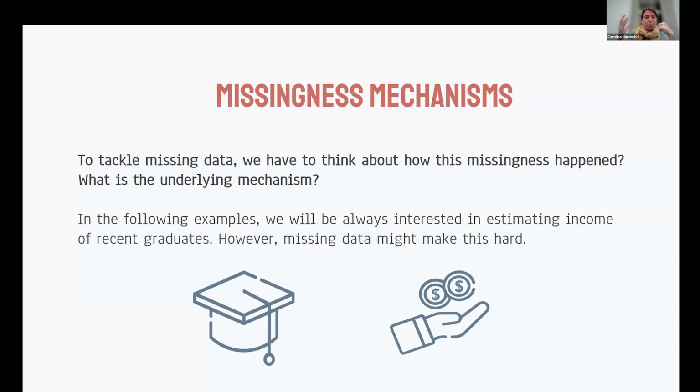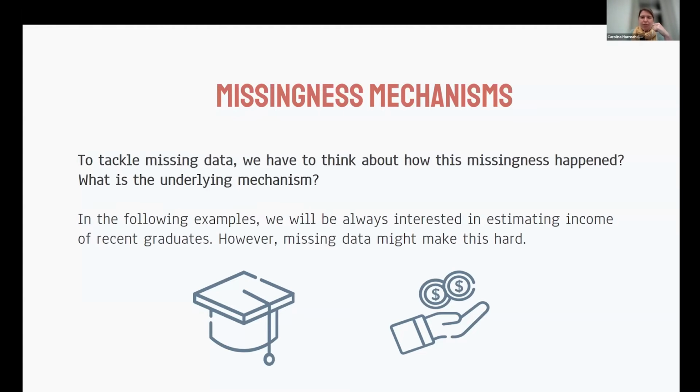And in a way, we will now think about the mechanism. So we will think about the way how this missingness happened. And this will also be important when we look about strategies on how to deal with this missingness. So our study in mind is income estimates of recent graduates from universities, for example.